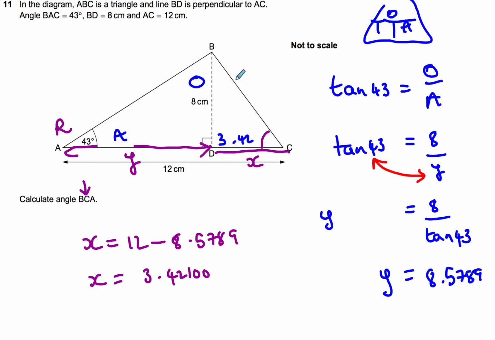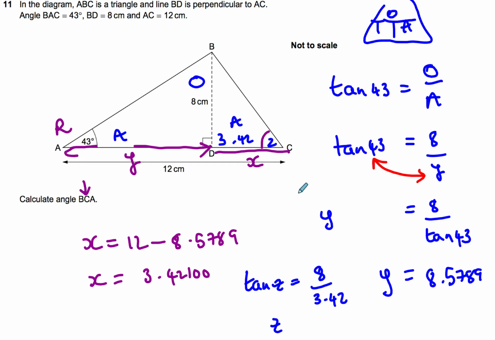And again, this in relation to the reference angle is my adjacent. So we're looking at TOA again. So tan of the angle, we can give it any name we like. So let's call it Z. Z is equal to the opposite, which is 8 over 3.42.